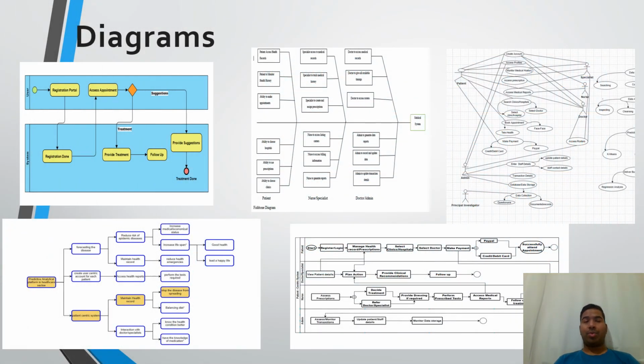These are the diagrams which we drew in our project. We started from the Gantt diagram on top, and then we had the fishbone diagram, and then the use case diagram, and then we had the wireframe diagram, and then we did the swim lane diagram. We did all these diagrams during our process, and every sprint has different diagrams like this.